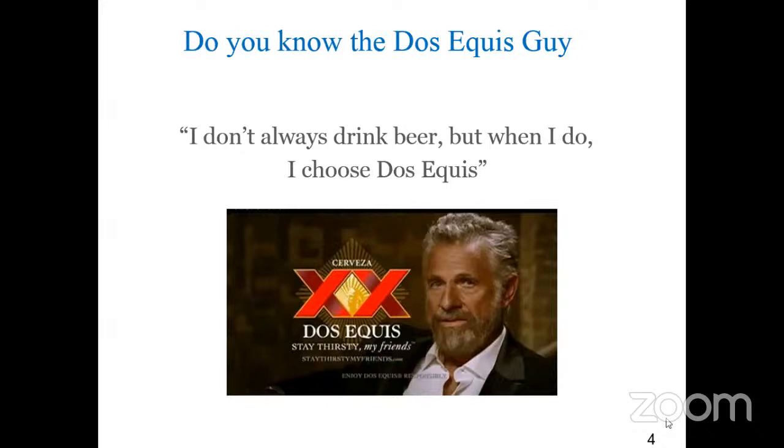I just want to quote here, do you know the Dos Equis guy? This guy, in 2006, he says, I don't always drink beer, but when I do, I choose Dos Equis. What he's trying to say is he's branding this Dos Equis, a beer brand, saying that when I'm thirsty, my friends should take this. He's advertising it, creating a scenario in which this is your friend. But while you are choosing your friend, or making friendship with something or someone, try to see that both are enjoying each other. That is very, very important, right?